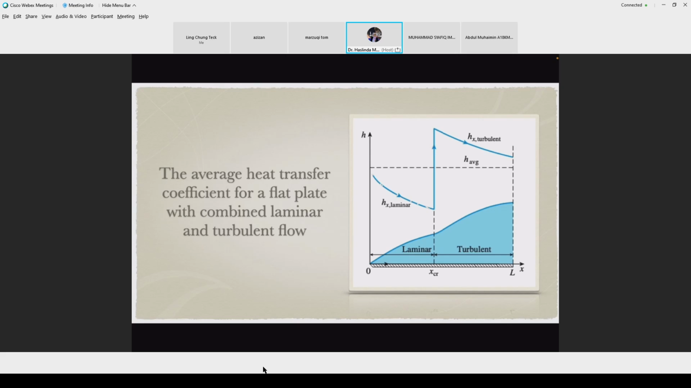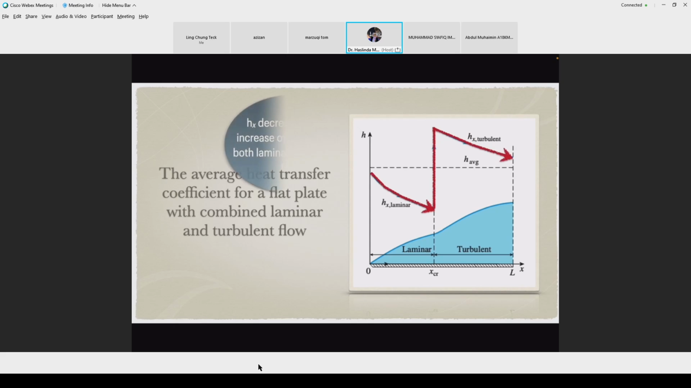So I want to show you that if your H is smaller, you have to check whether it's turbulent or not. The H value for turbulent flow must be greater than the H value for laminar flow. Okay, so now we continue.